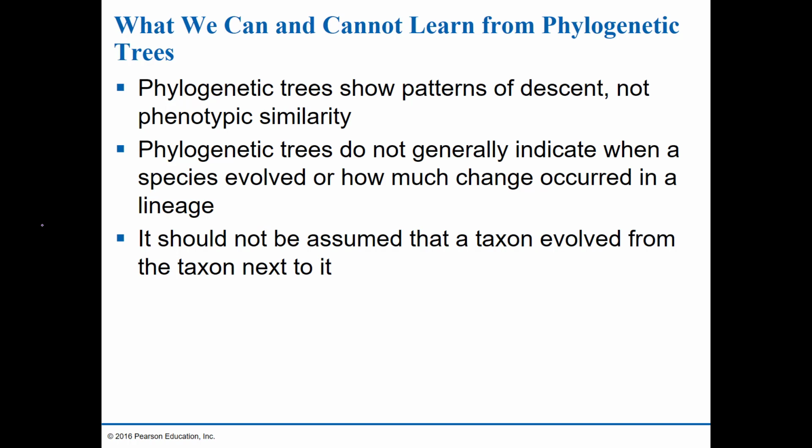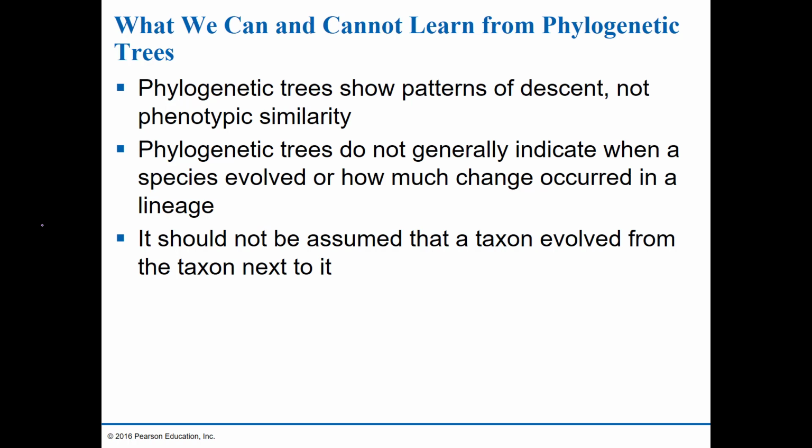So what we can and cannot learn from phylogenetic trees. Phylogenetic trees will show us a pattern of descent, but they don't show us phenotypic similarity. Do you remember, think back to what a phenotype and a genotype are. Phenotypes are the way you look. So phylogenetic trees show us patterns of descent. We descended from something, but they don't show us what we look like, what we look similar to. That's not the point of them.